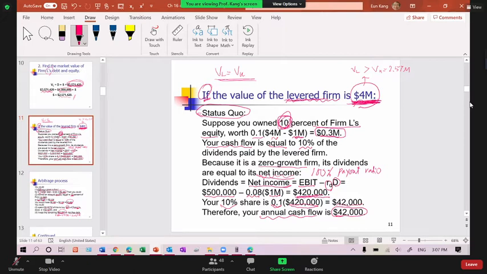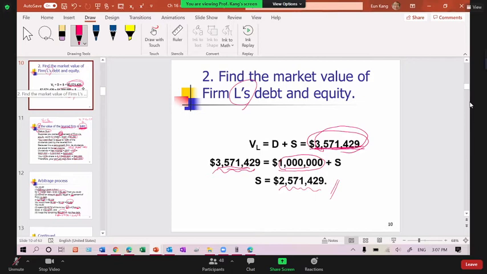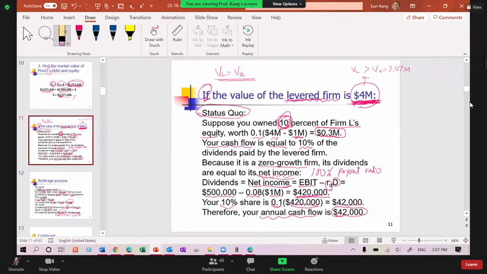So instead of, so 3.57. S is only stock, so 3.57, right? D plus S, VL, 3.57, so sorry. So 3.57. $3.57, VL is greater than VU, 3.57, right? So 4 million is greater than 3.57. That means if that is the case, then there will be an arbitrage profit opportunity. So this shows you that if that's the case, people will try to sell VL because it's 3.57 million, but it's 4 million, then there is an abnormal profit opportunity, right?